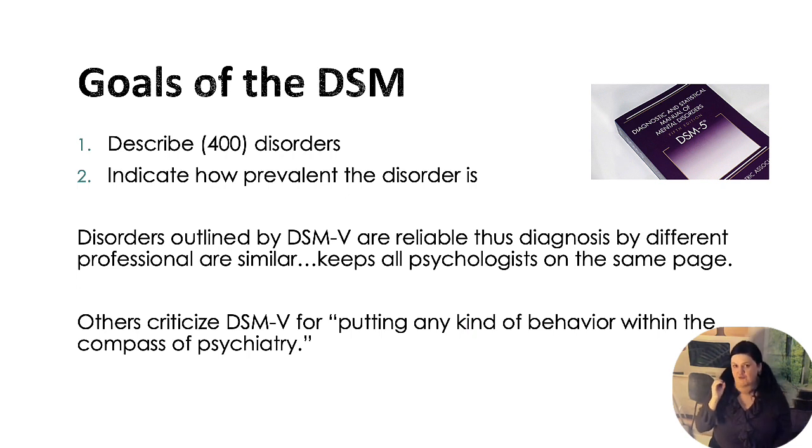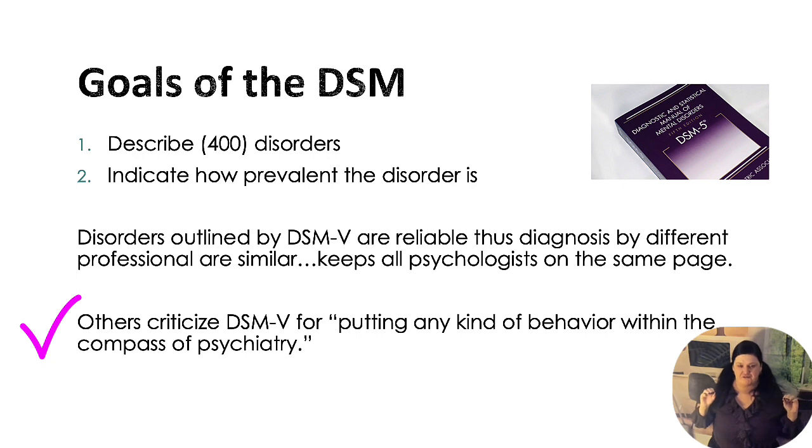What are the goals of the DSM? Being to describe 400 disorders, helping doctors to diagnose them correctly, and to indicate how prevalent the disorder is, as well as the disorders being outlined in the DSM-5, right? The symptoms, what it looks like, what the people present with, right? These are reliable diagnostic tools, so that diagnoses by different professionals are similar. That's so that all different professionals, whatever way that you approach psychology, are going to come back with the same diagnosis.